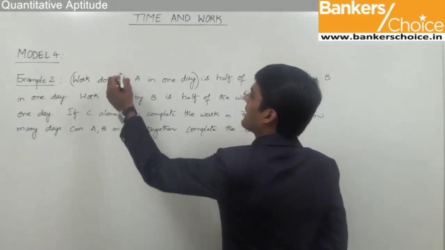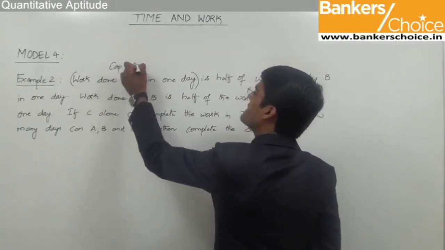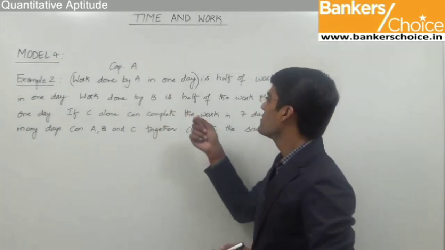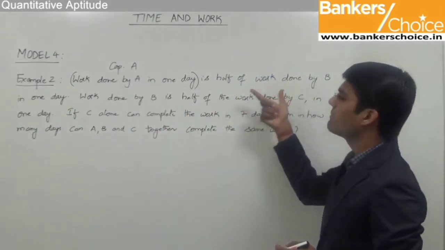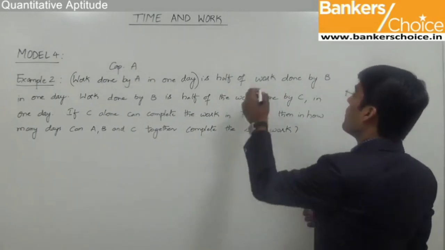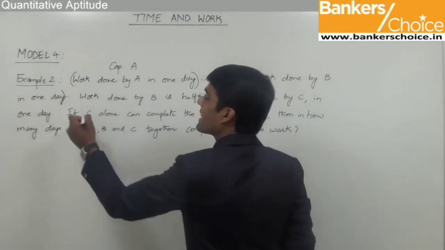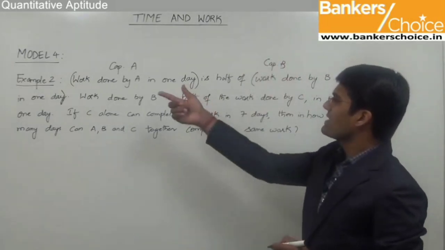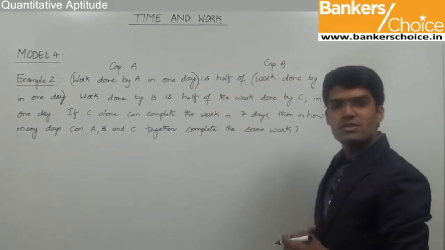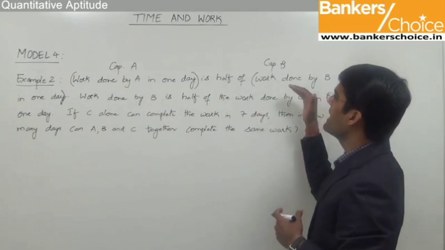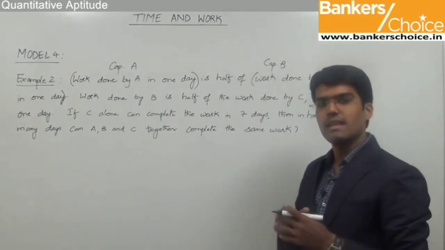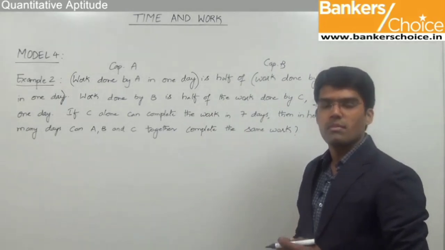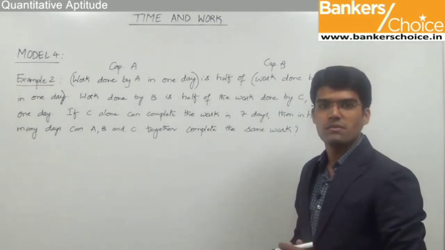Now if you read the question here, work done by A in 1 day is nothing but capacity of A. As we have already learned, capacity is nothing but the work done by a person in 1 day. So capacity of A is half of the work done by B in 1 day. Again, the work done by B in 1 day is the capacity of B. So very clearly the first statement here is capacity of A is half of the capacity of B. If the capacity of A is half of capacity of B, then the number of days required by A should be double the number of days required by B, because capacity and number of days are inverse of each other.